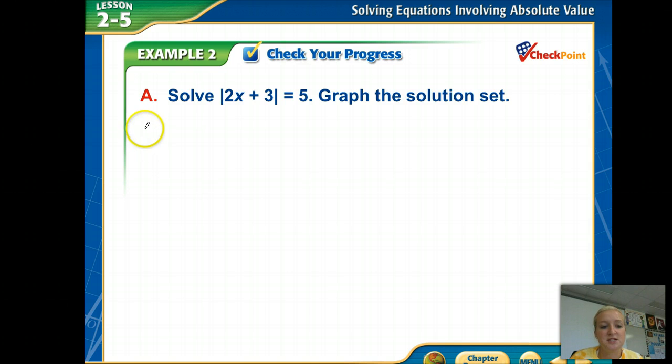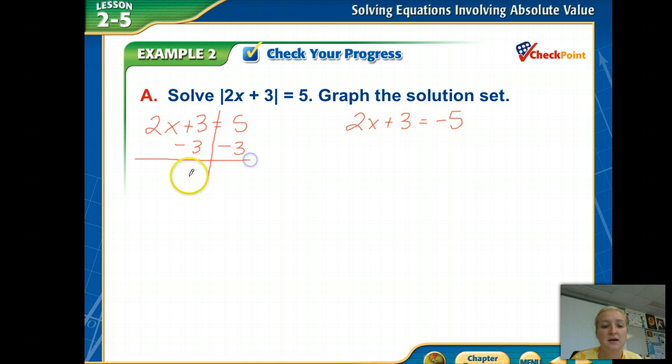All right, so my first case is going to be 2x + 3 = 5. And my second one is going to be 2x + 3 = -5. So I'm going to solve this one over here. I'm going to subtract a 3 from both sides to start. On this side, I'm left with 2x = 2. Divide both sides by 2. And I get x to equal 1.